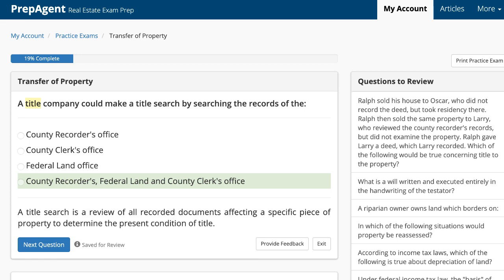So what is evidence of the transfer? That'd be the deed. Good. The deed is the evidence of the transfer. And finally, what is evidence of ownership?